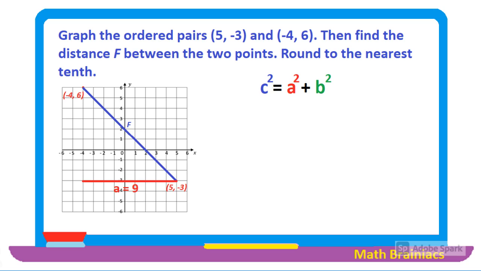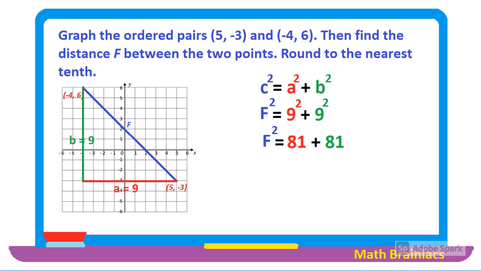Since we are going to use the Pythagorean theorem formula, we're going to locate the side length A, which is 9 units. And the side length B is 9 units also. Consequently, we have completed all the required distances for the side lengths that we are going to use in finding the distance f. Therefore, we can substitute the units in the Pythagorean theorem formula. c squared is equal to a squared plus b squared. Accordingly, f squared is equal to 9 squared plus 9 squared.